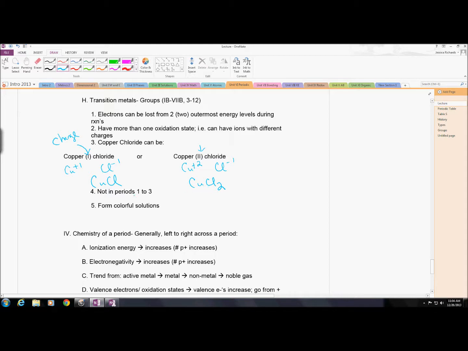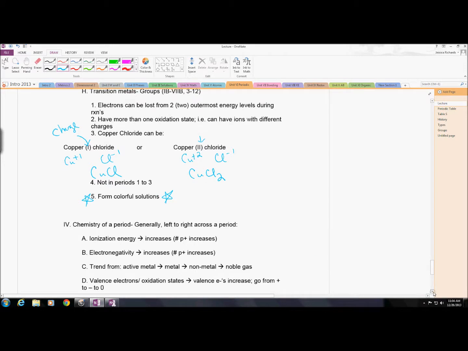There are no transition metals in periods 1, 2, or 3. They don't start until period 4. And this is one of the key characteristics of them. This is where we get all of our colored compounds from. The group 1 and 2 metals, clear solutions, white compounds. The transition metals are where we're going to get all of our pretty colors. Think of the copper and the copper sulfate that we've used in lab and that pretty brilliant blue color. It's because of the transition metals. Our gemstones are all the pretty colors they are because of the transition metals.